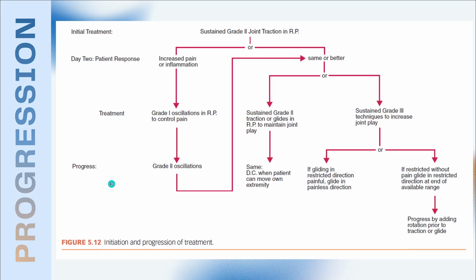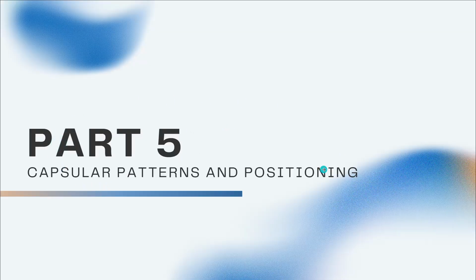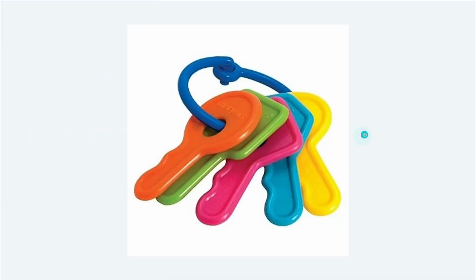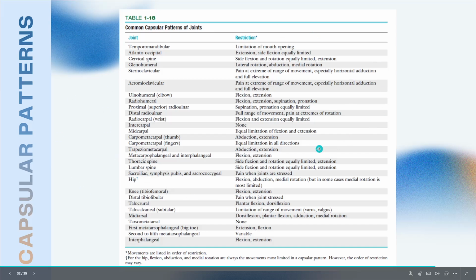Okay, now we go to part 5, capsular patterns and positioning. So this is very, very straightforward. You just memorize. I'm sorry. I know it's a lot, but you just need to memorize it. I would say maybe a tip, just memorize the big joints. These ones, not really. You don't really apply PJM to these ones. Although you need to memorize all of these because you will be treating all of these.